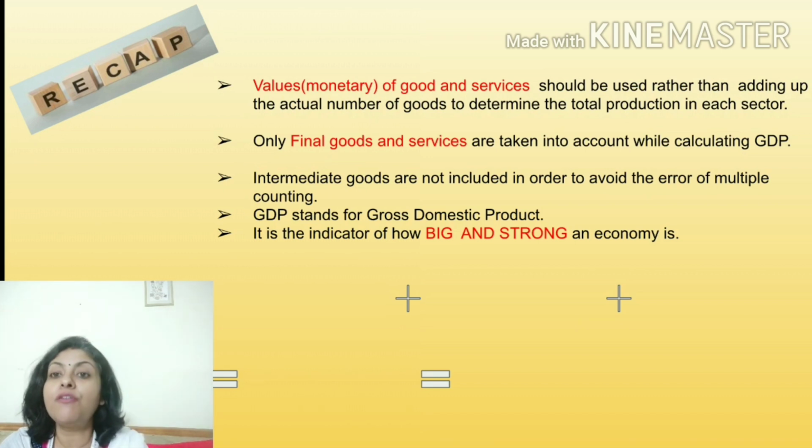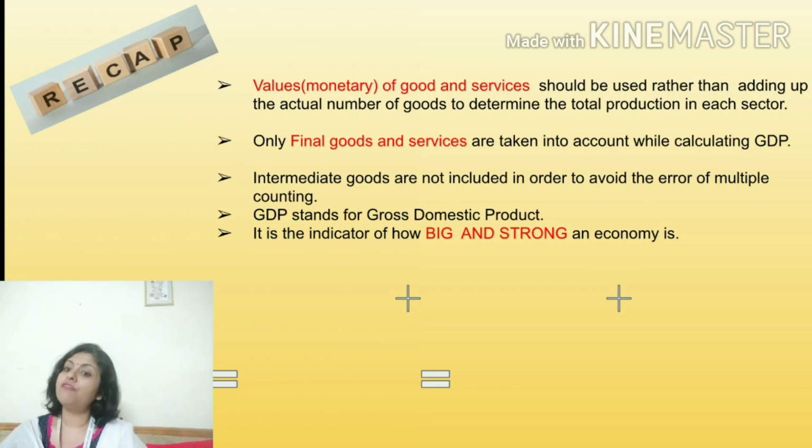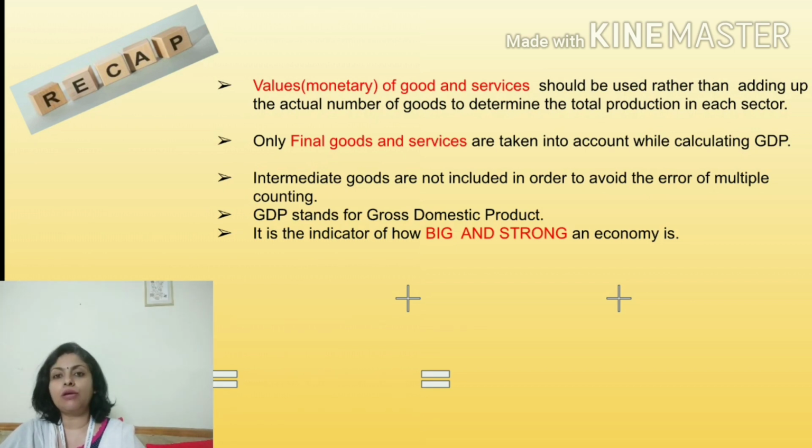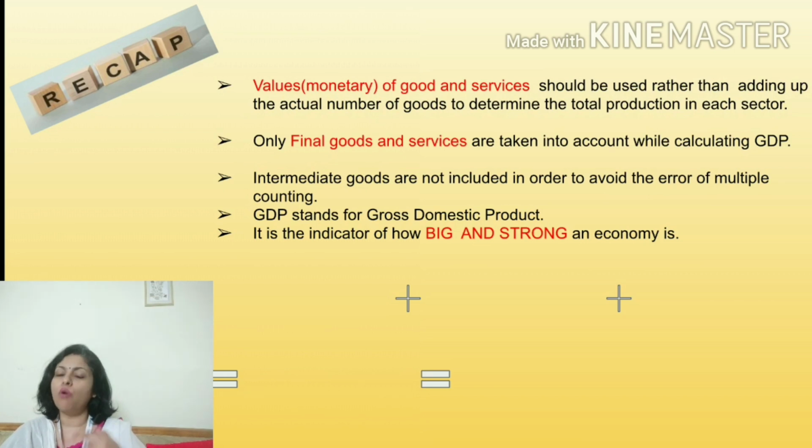Final goods and services are the refined goods, and that is what we take into account when we calculate the GDP. While doing this calculation, we do not take into account the intermediate goods and services, which are the unfinished products where there is a scope for further reform. So these products are not included while calculating the GDP. Why so? Because we want to avoid the error of multiple counting, which is also known as double counting, where we end up calculating the same item twice or thrice or more. So we avoid counting any of the intermediate goods involved in the manufacturing or production of any particular good.